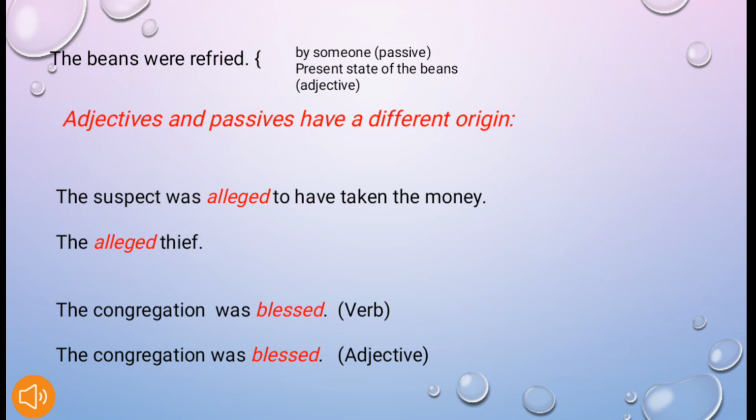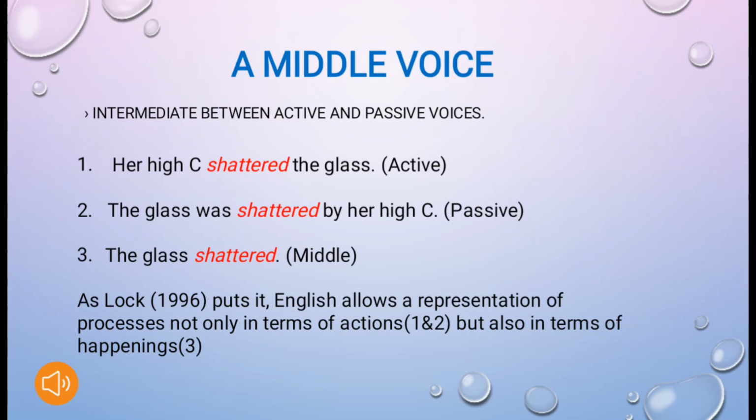The same is true with these two examples. The congregation was blessed. If you're going to identify it as a verb being used in this sentence, you will just pronounce the word blessed as one syllable. But if you're going to identify it as an adjective, then you are going to pronounce it as two syllables, blessed. Remember, when talking about its origin form, we should always consider its pronunciation, so that it differs in meaning. Let's now proceed to the middle voice.